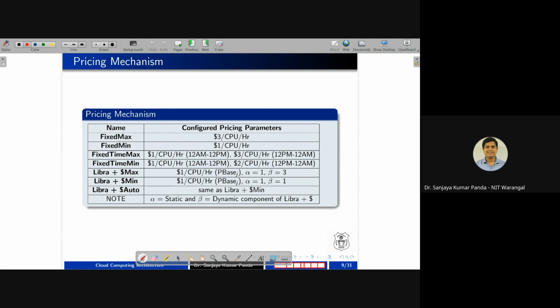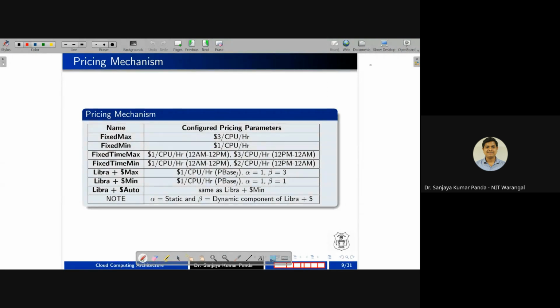One of the pricing schemes is called fixed max. Fixed max says that irrespective of peak hour or off-peak hour, you have to charge $3 per CPU per hour. Okay, we will not look into whether it is a peak hour or an off-peak hour. Suppose a user is using, let's say, 2 hours, then that user is going to pay $6, right? For using one CPU for 2 hours.